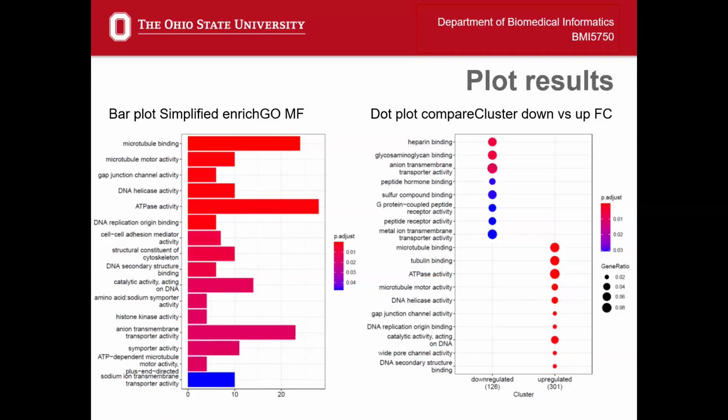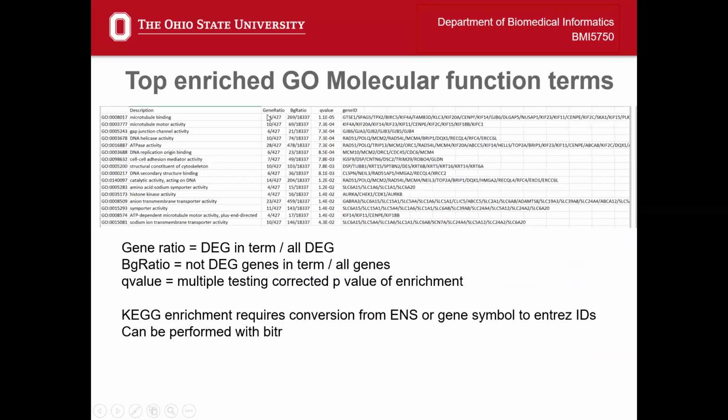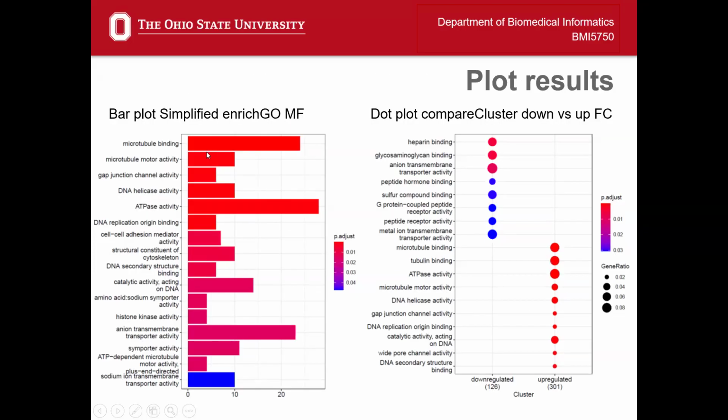Here are some plots that we can make with our functional enrichment results. The bar plot, the length will be based on this number of DEGs. The color is based on the adjusted p-value. Alternatively, this is a dot plot where the size of the dot is based on the proportion of genes, and the color is based on p-value.